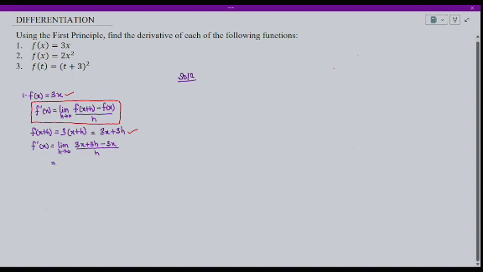So let's move on. We have 3x plus 3h minus 3x. So this becomes 0, positive 3x and then negative 3x becomes 0. Okay, so this gives us 3h divided by h. And we can easily cancel out our h, or divide through with h. And our derivative becomes 3 as our answer. So this is what we have for the first one.